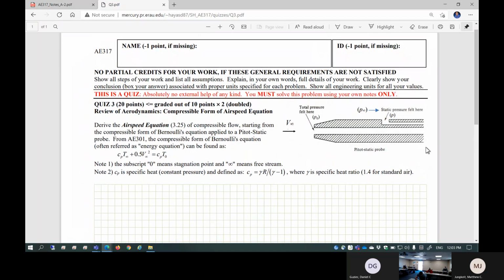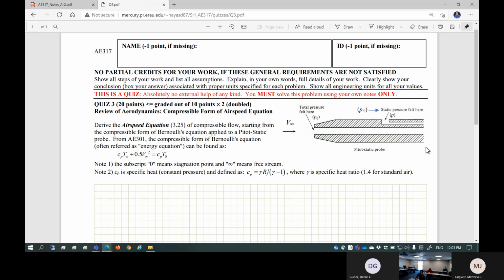That looks very familiar. Derive the airspeed equation 3.25. We're going to touch base with it today. So we're going to look at the airspeed equation 3.25 today, but you have to derive this equation. Of course, you need to go back to aerodynamics. Oh, of course, we did it. Yeah, we did it. Yeah, sure.